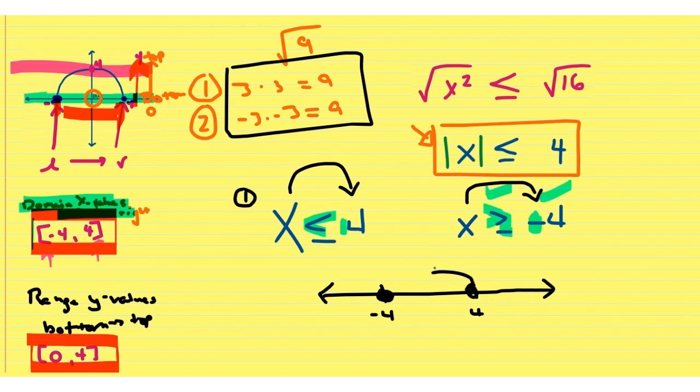So it's going to be less than the 4. And then it says over here that it's going to be greater than the -4. So from the -4, it's going to be greater than. So that means it's going to be everything in between those two numbers.